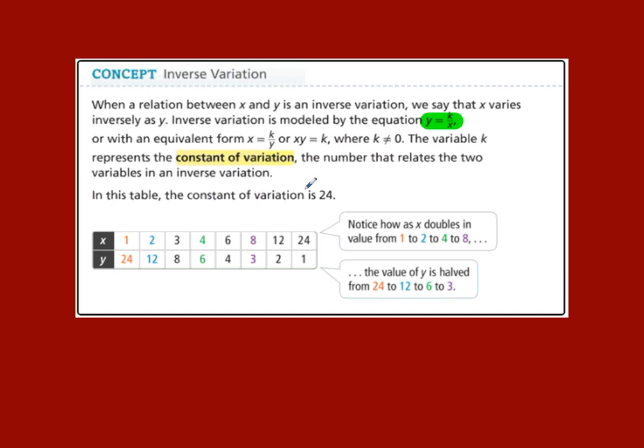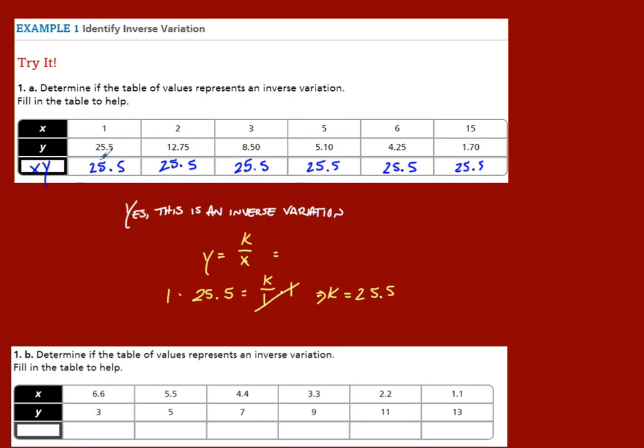So in this table, the constant of variation is 24. If you notice, the k is when you multiply. 1 times 24 is 24. 2 times 12 is 24. 3 times 8 is 24. So this is just x times y, also known as k. When I multiplied x times y, it became my k, and I now know this is the variation equation. We just wrote an equation for it, which is going to be very useful when we go to model and do those word problems.